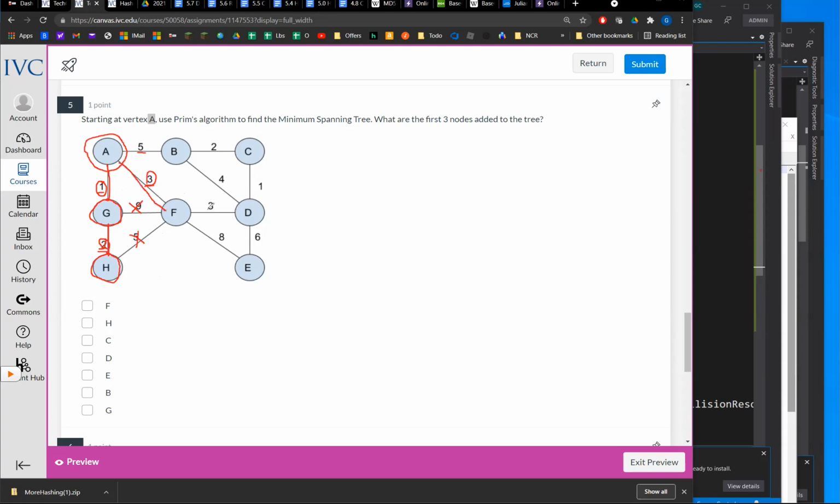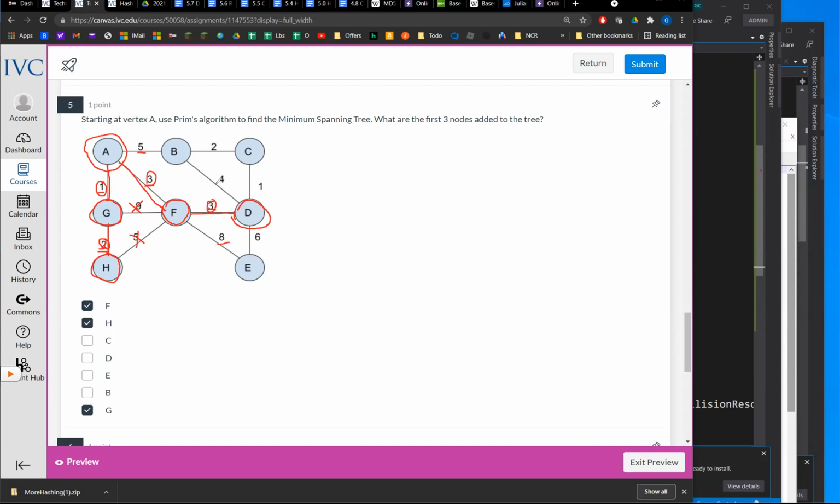This edge tells us about that 3 and that 8. Choice between 5, 3, and 8. Take 3. I'm already going further than I need to, because my first 3 added nodes are F, G, and H. If we were to keep going, D would be next, so we'll keep on going while we're here.